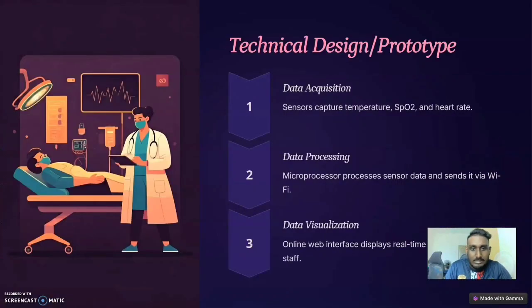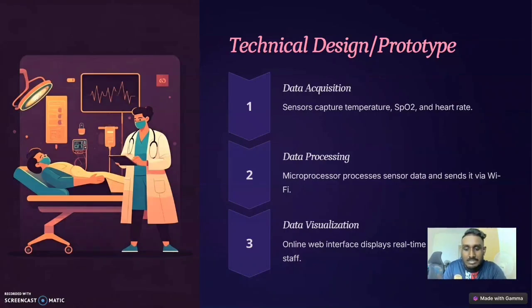So next, technical design prototype. The first one is the data acquisition: sensors capture temperature, SpO2 and heart rate. This one is the data processing: the microprocessor takes the sensor data and sends it via Wi-Fi. Then data visualization: an online web interface displays real-time data for medical staff.